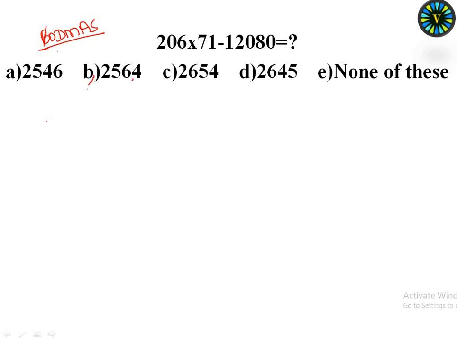Let's take out this B. Then do we have any powers? No powers. Next, do we have division? No. Do we have multiplication? Yes. We first need to multiply this, and whatever product we get must be used to solve the rest of the question. So 206 must be multiplied by 71. You can apply the traditional method, or you can apply tricks to solve this multiplication.